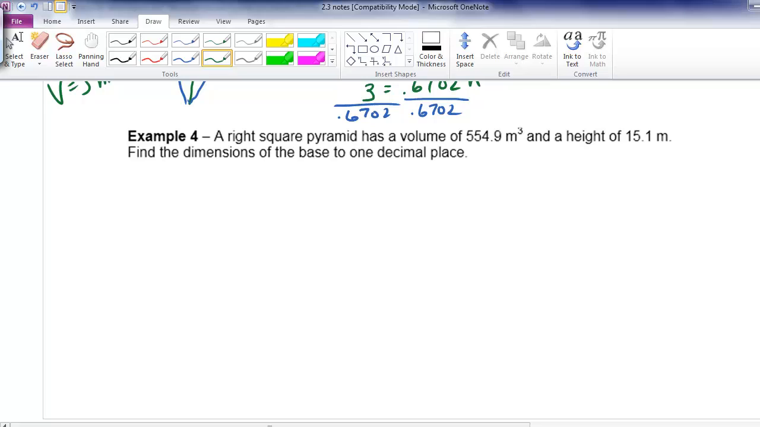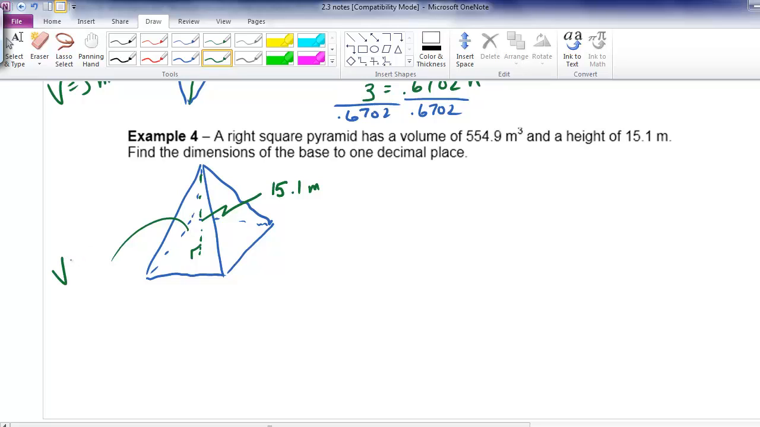Okay, let's do one last example. A square pyramid has a volume of that and a height of that. Find the dimensions of the base. Now, given that it is a square pyramid, the L and W of the base are the same. So let's just draw our pyramid. What we know is that the height of this pyramid is 15.1 meters. The volume of this pyramid is 554.9 cubic meters, so the units match.